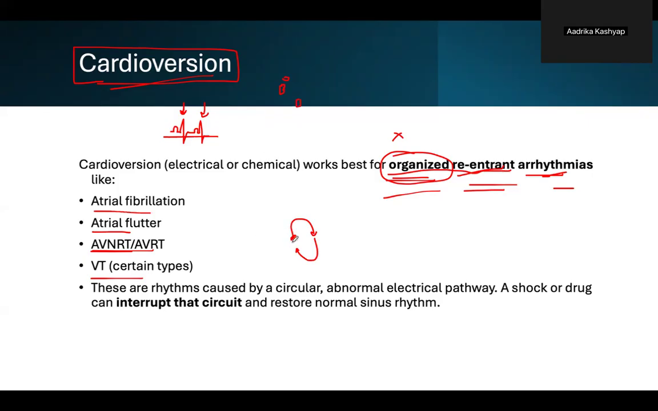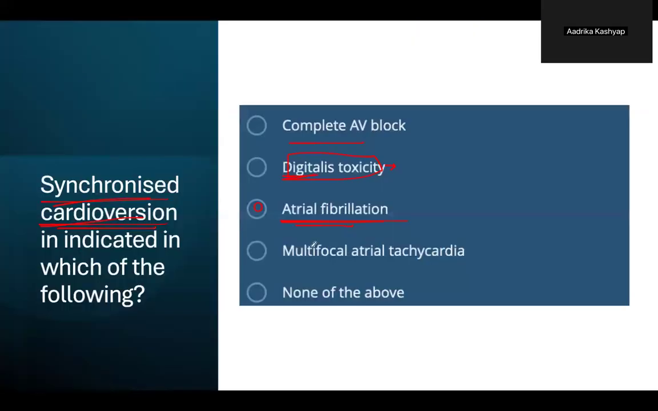Because of this faulty pathway that your node is creating in these 4 cases, you basically want to interrupt it with the current delivered by cardioversion and make it normal again. You do that by focusing on these peaks and making them normal again, which is what I've written here. They're caused by a circular abnormal electrical pathway, and you interrupt that circuit and restore normal sinus rhythm. Everything else in that question is not an organized re-entrant circuit, and neither is multifocal atrial tachycardia.